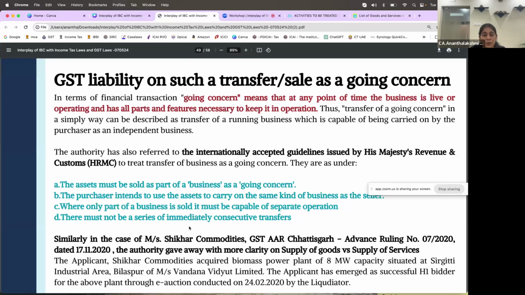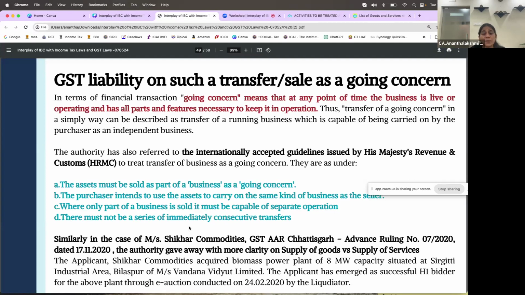Where only part of the business is sold, it must be capable of separate operation. When I sell a hotel which is in Andhra, I can run that as a separate operation, right? So in my case, the hotel in Andhra will be considered as a separate operation.